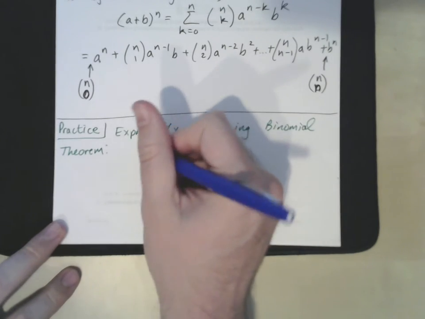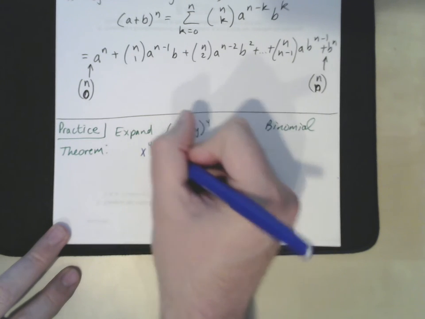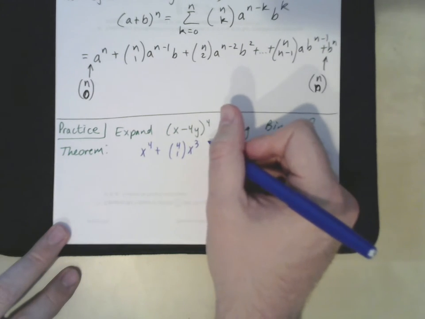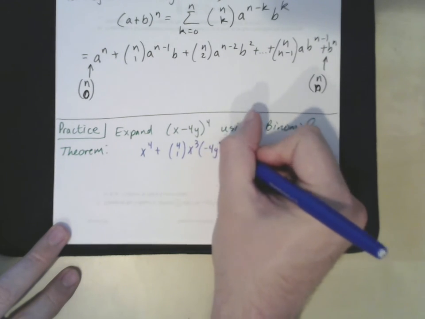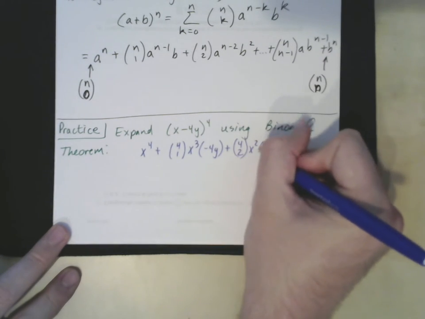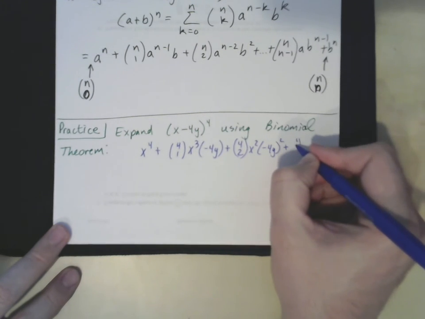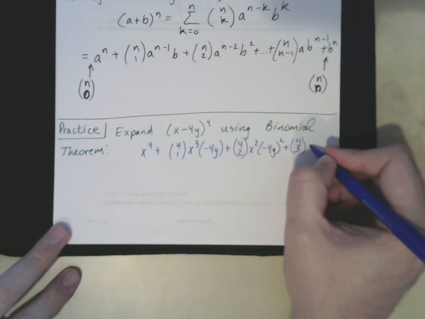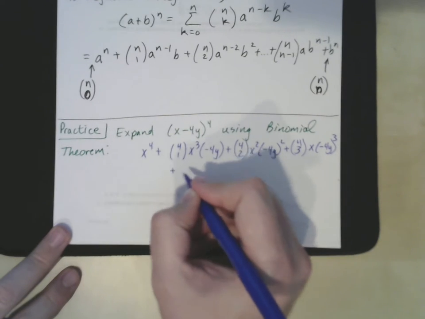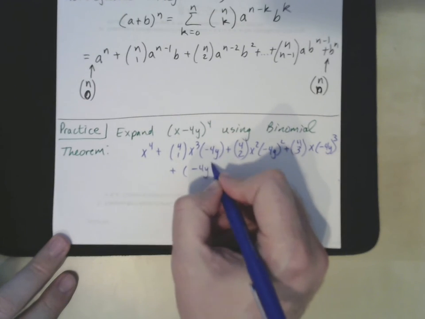So according to our binomial theorem, x minus 4y to the 4th is x to the 4th plus 4 choose 1 x cubed times negative 4y plus 4 choose 2 x squared times negative 4y squared plus 4 choose 3 x times negative 4y cubed plus, I ran out of space here, negative 4y to the 4th.